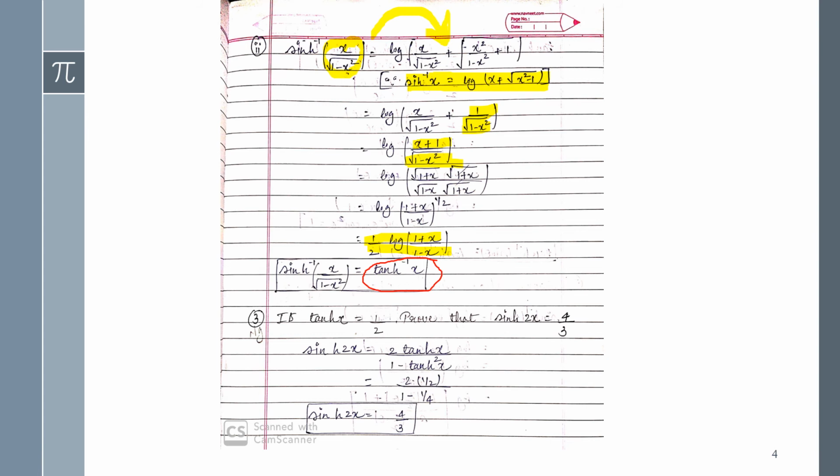Now next one, you can see that if tan hx equals 1/2, then prove that sin h 2x equals 4/3. So definitely we will use its direct formula as we did in our previous session. So by using sin 2 theta, that is sin h 2 theta, here we will apply the hyperbolic one, because you can see that the components given in the question are in the form of hyperbolic functions. So definitely we will apply the hyperbolic formula for the sine or the cos.